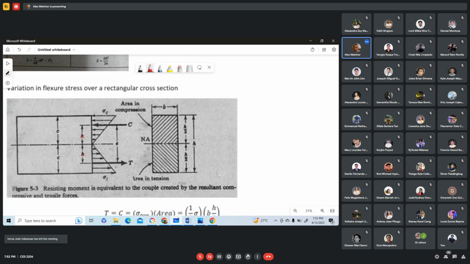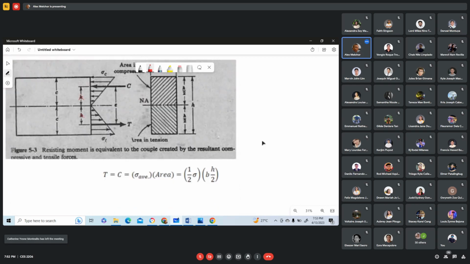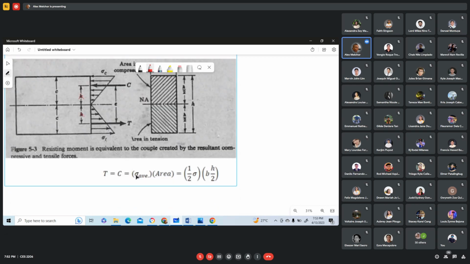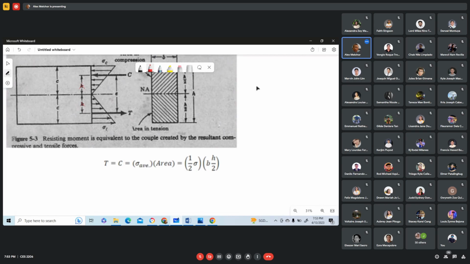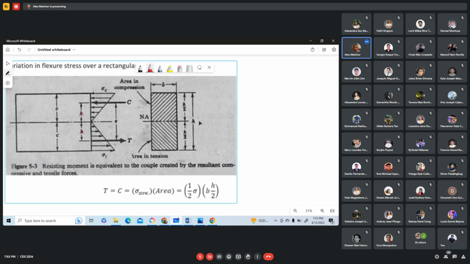So that is the value of C. Or C is equal to the average stress. And because this is linear, the average stress is 1/2 of this, multiplied by the area. The area is this distance multiplied by the dimension perpendicular to this one, which is B. This is B.